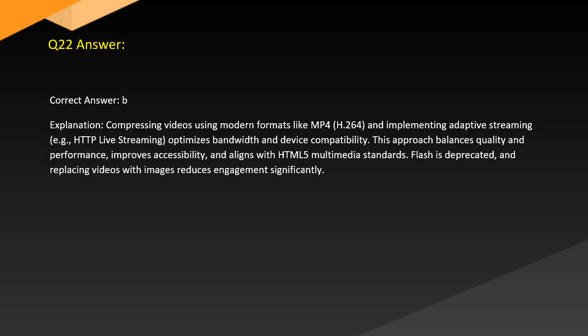Answer. Correct answer: B. Explanation. Compressing videos using modern formats like MP4, H.264 and implementing adaptive streaming such as HTTP Live Streaming optimizes bandwidth and device compatibility. This approach balances quality and performance, improves accessibility, and aligns with HTML5 multimedia standards. Flash is deprecated, and replacing videos with images reduces engagement significantly.